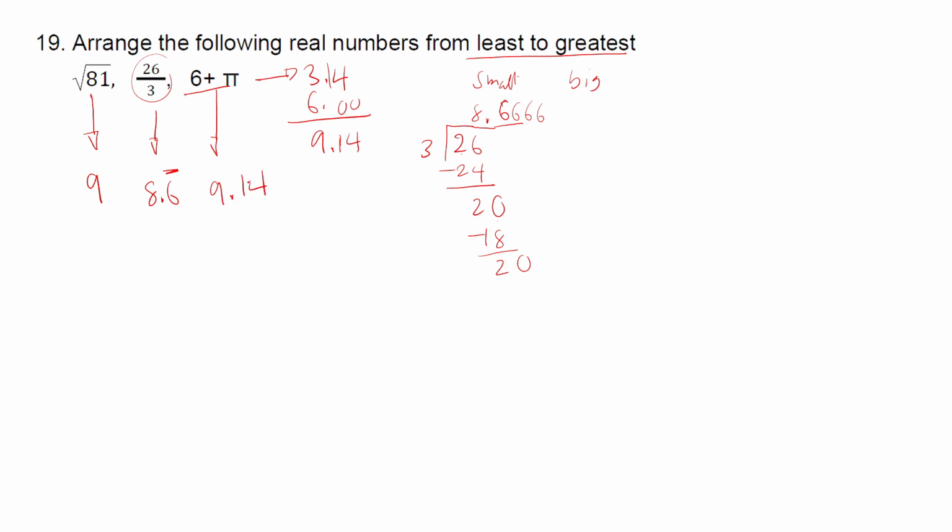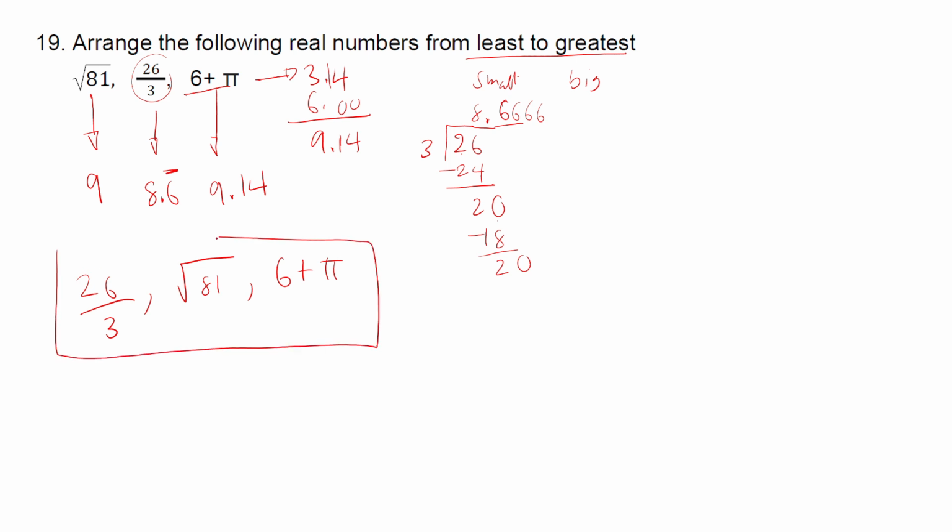So which one is the smallest? Obviously, the 8.6, and that is our 26 over 3. That's the smallest. The second one is actually 9. That's the square root of 81. And the largest one is the 6 plus pi. Well, actually, this is already the answer. Okay? And I hope this one is clear with you. Next one.